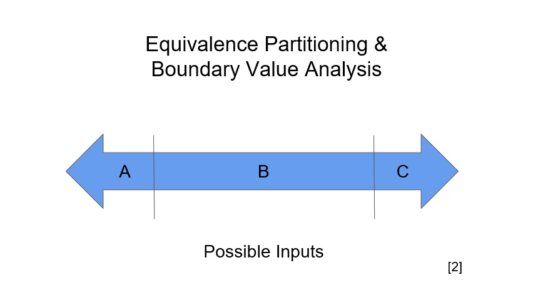Second, we have boundary value analysis. This is similar to equivalence partitioning, but in this case, the focus is testing values at or near boundary lines of the classes. The reasoning for this strategy is that errors tend to pop up around the boundary lines.